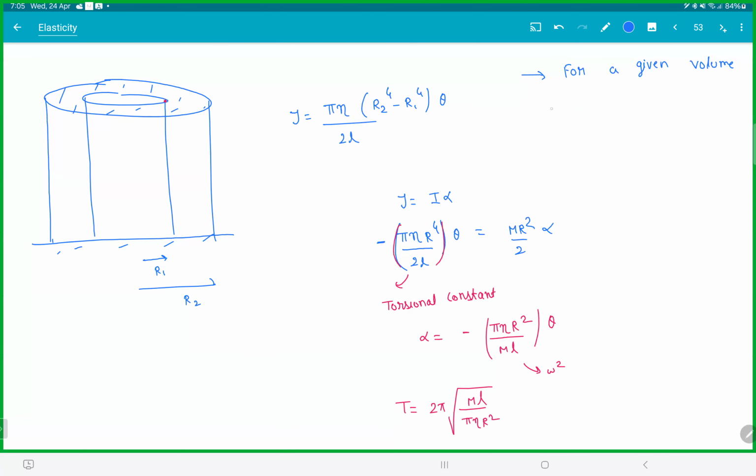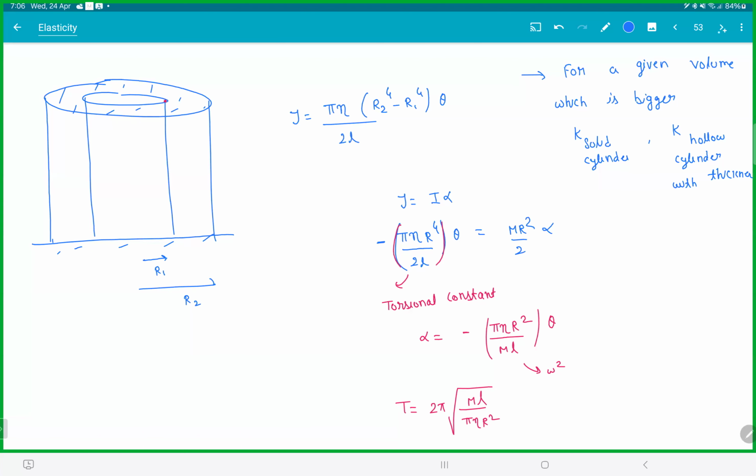For a given volume, which is bigger? K of the solid cylinder, K being the torsional constant, or K of the hollow cylinder with thickness, or solid cylinder with cavity, both the same. Think about it. Prove it mathematically and see.